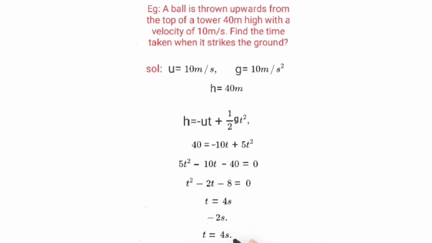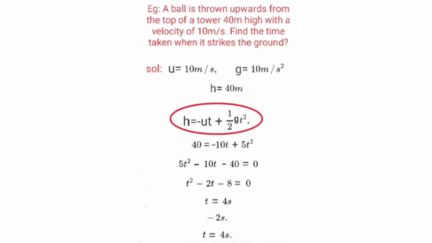Now we will do a problem on a body thrown vertically upward from the top of a tower. A ball is thrown upwards from the top of a tower 40 meter high with a velocity of 10 meter per second. Find the time taken when it strikes the ground. Solution. First we will write the given data. Given initial velocity u is equal to 10 meter per second, g is equal to 10 meter per second square, and height of the tower 40 meter. We need to calculate time.